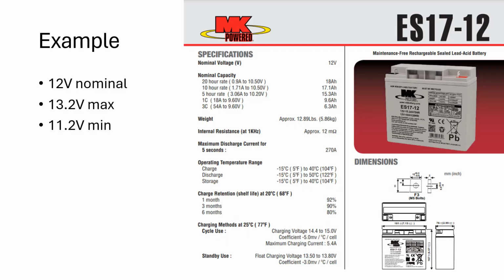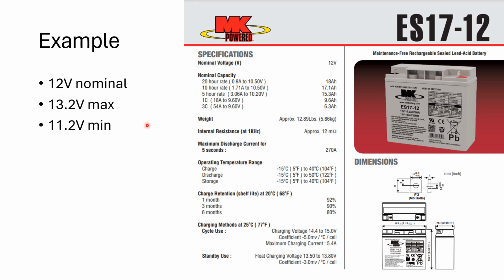So this is our battery that we use. It is a 12-volt nominal. That means when it's kind of charged but not all the way dead, this is where it likes to sit. So a fully charged battery is 13.2 volts approximately, and then you don't really want to run them or discharge them any lower than 11.2 volts.